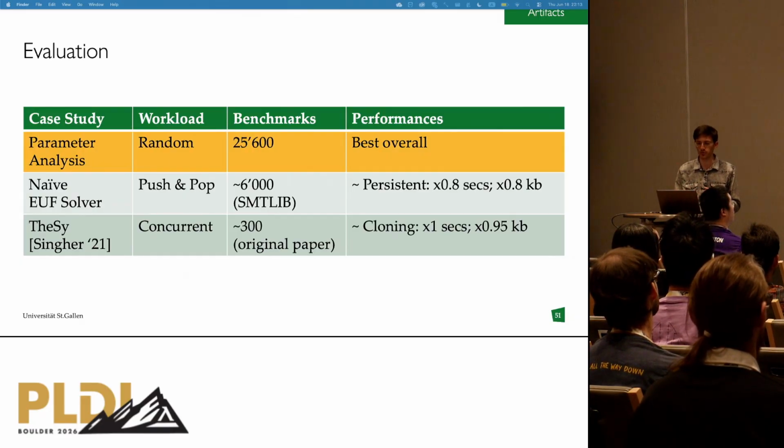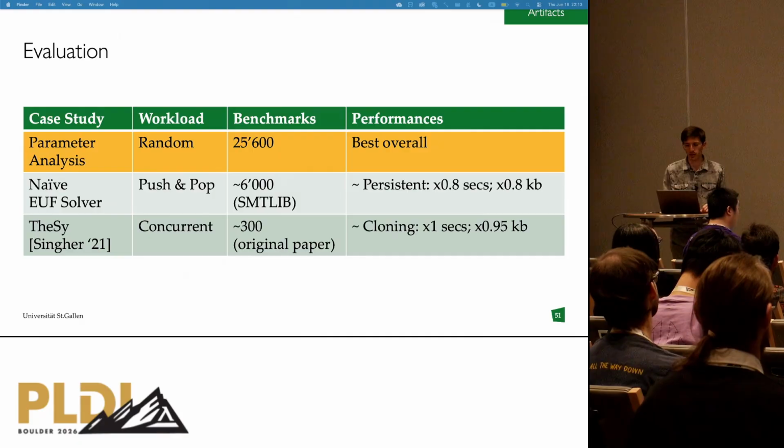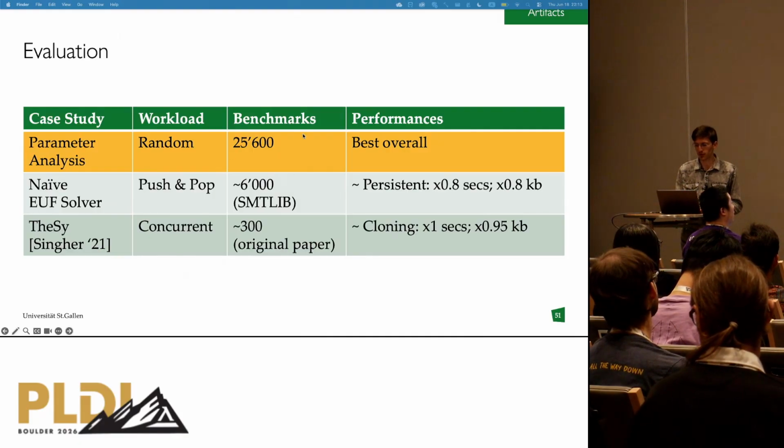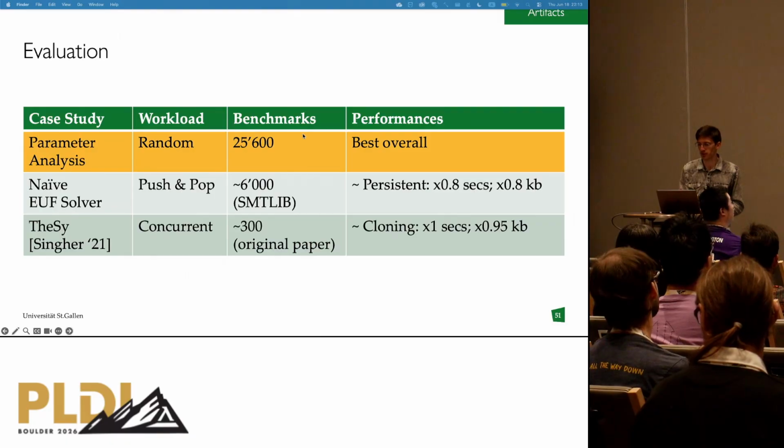In the first case study, we consider a parameter analysis where we vary some configuration of E-graphs, and we generate some random E-graphs. So it's a random workload. And we consider 25,000 configurations, and in general, for runtime and memory, we see that we achieve better performances.